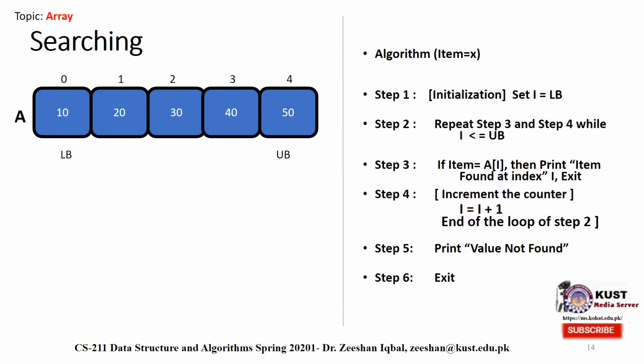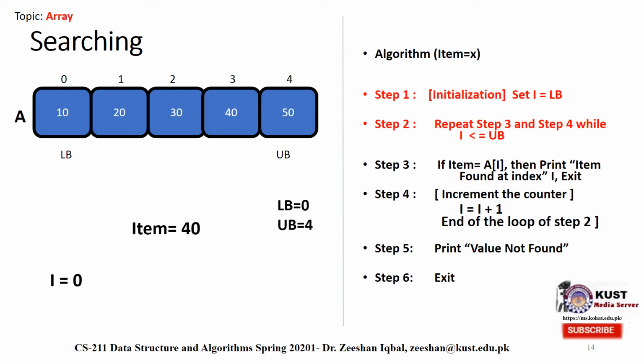Suppose A is the collection of data stored in the memory of a computer, and 0 is the lower bound and 4 is the upper bound of the array. And we are going to search 40 in the mentioned array. In the first step, we take variable I and initialize it with the lower bound, that is 0. So the I value will be 0. In the next step, we will apply a while loop with the last value as the upper bound, which will be true as 0 is less than or equal to 4.